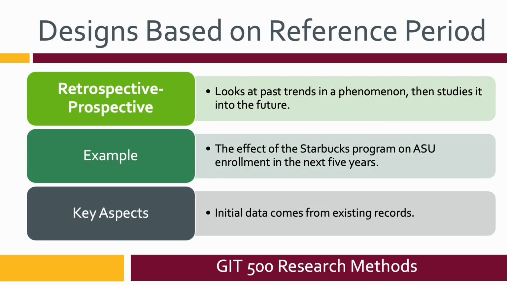And then you have a retrospective-prospective, which looks at both the past, a situation or a phenomenon in the past, and then studies it into the future. A good example is the effect of the Starbucks program on ASU enrollment in the next 5 years. You could look and see what has happened in the previous 5 years and then extrapolate that possibly into the next 5 years. So a lot of that data will come from existing records, but then you would postulate on what would happen in the future.